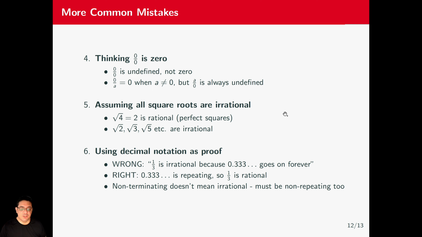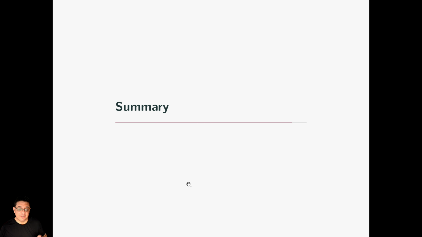The decimal notation is not enough to serve as a proof. So, for example, saying that 1/3 is irrational because 0.333 goes on forever is a bad reason to think that it's irrational. You have to remember that if we have a repeating pattern, then it's likely that you can represent that as a fraction. And one of the things that we're going to see in the exercises from this section is how to convert repeating decimals to fractions.